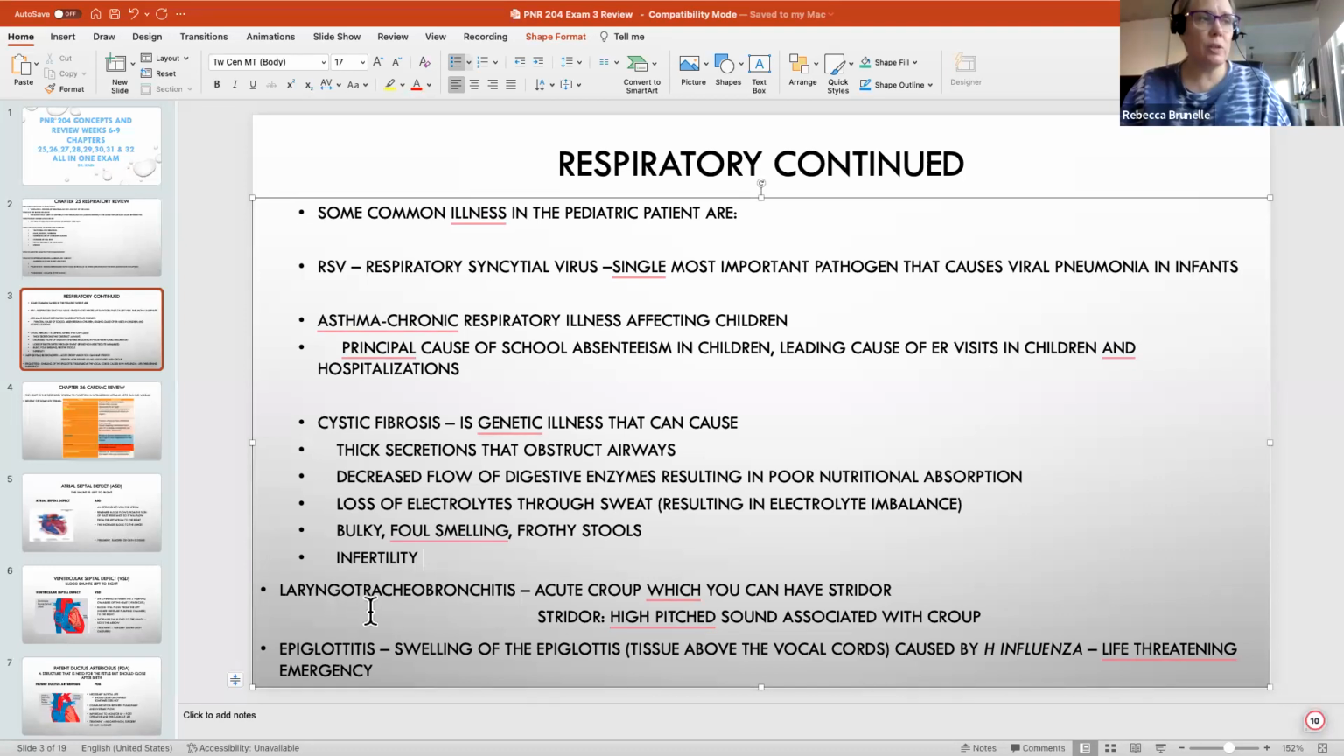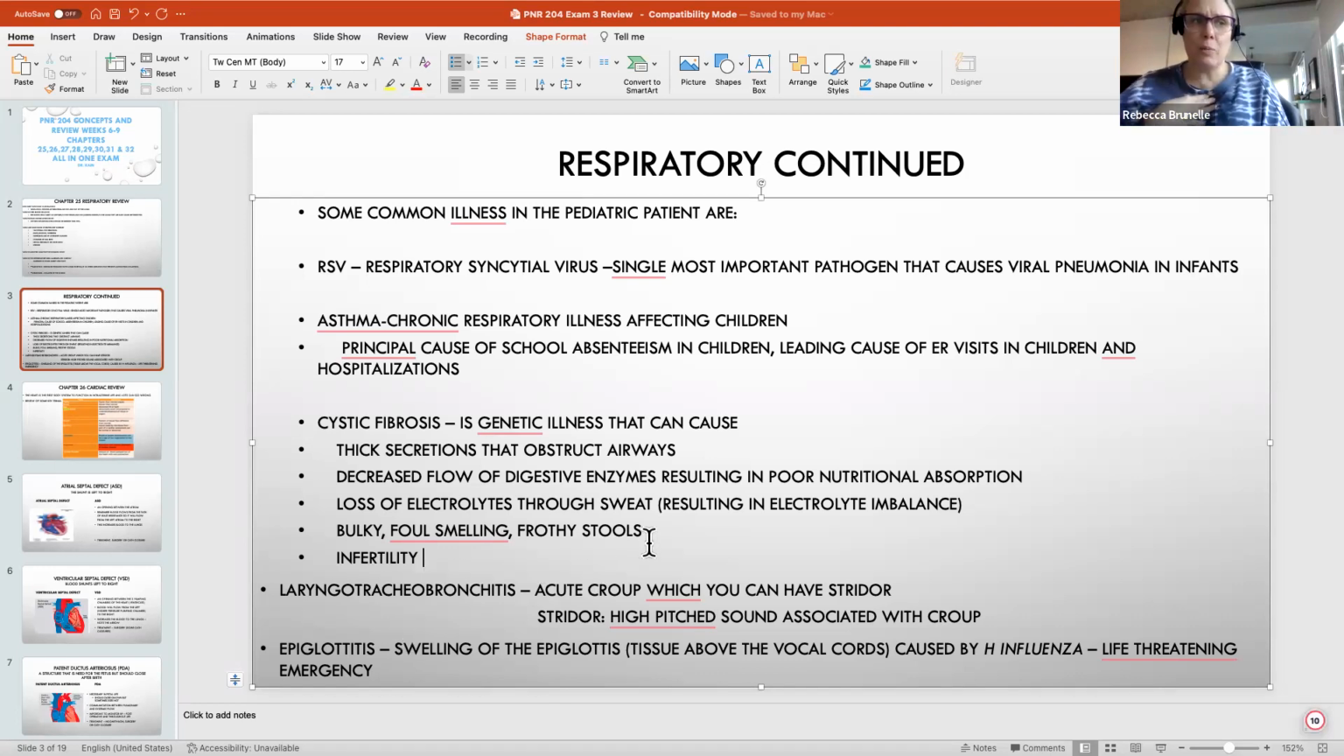And then the laryngotracheal bronchitis. This is another word for croup. So on this test, you do need to be able to remember erythrocytes or red blood cells. Coryza is the common cold. So there are several terms that have the common term and then the medical term. So laryngotracheal bronchitis is croup.